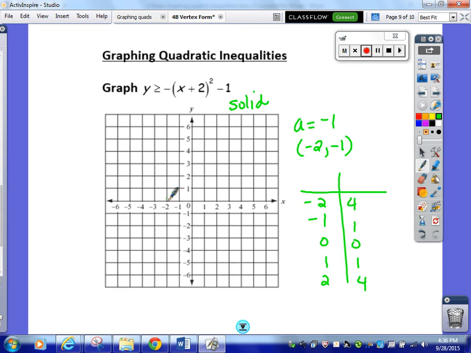All right, so -2, -1. My a is -1, so I'm multiplying all of my y's by -1. All right, remember they're counts. I'm doing a solid line. So I'm going to go left 2, down 4. Left 1, down 1. 0, 0, back in my vertex. Right 1, down 1. And right 2, down 4. All right. My next point, 3, 9, is not going to fit.